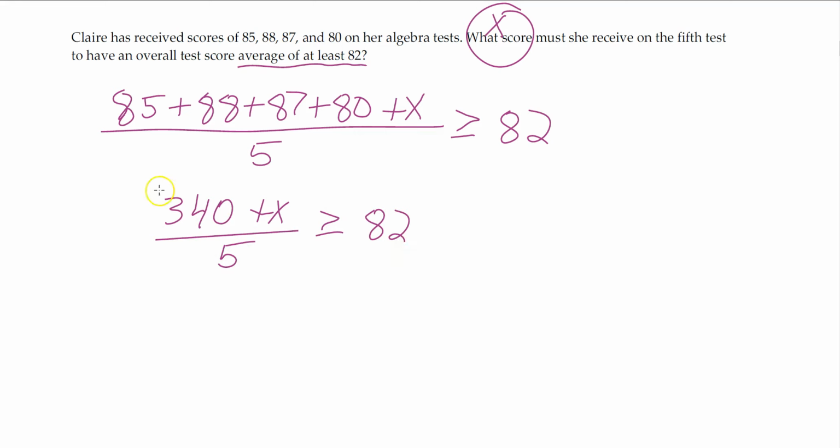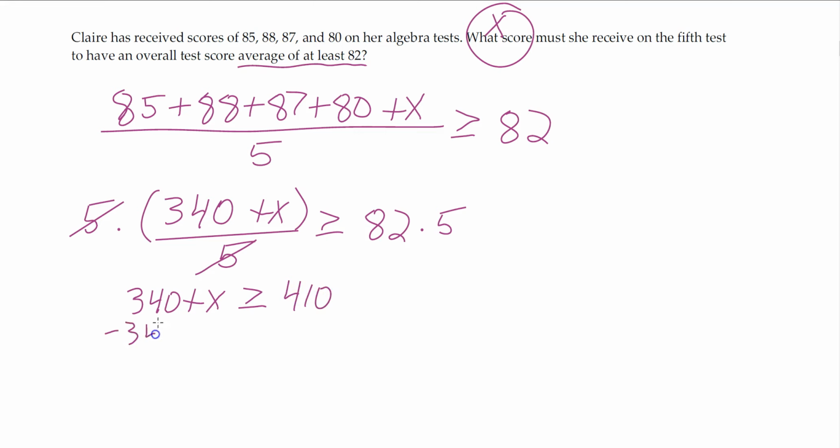Now it has a fraction, so I am going to multiply by 5 to clear the fraction. This leaves me 340 plus x is greater than or equal to, and that multiplies to be 410. Solving for x, subtract the 340, and we have x is greater than or equal to 70.